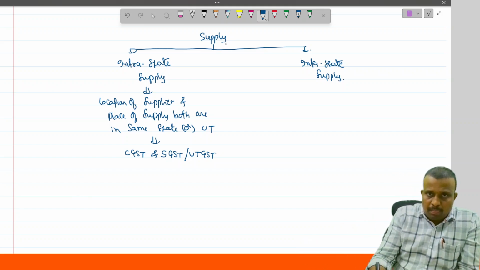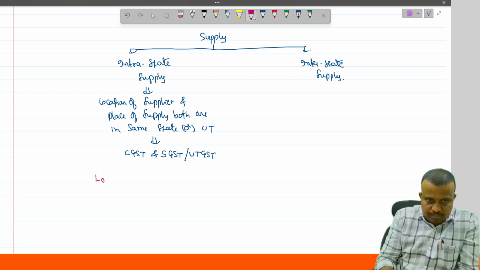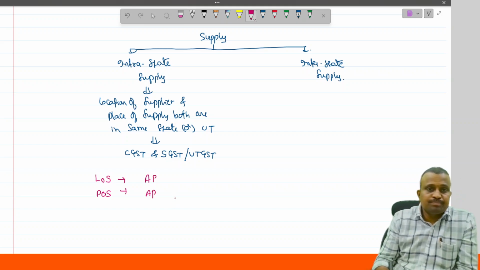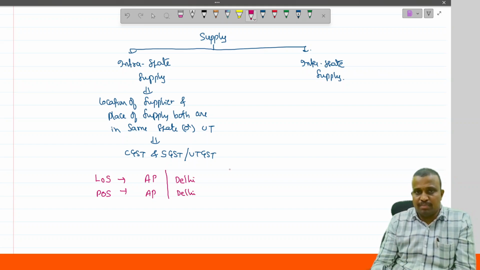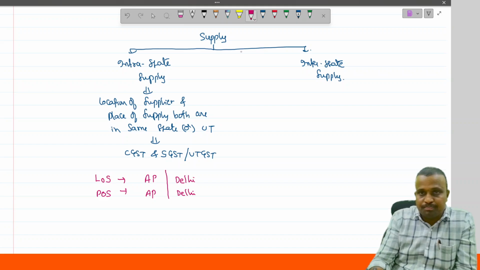For example, if the location of the supplier is in AP and the place of supply is in AP, then it is covered under what? Intra-state supply. And if the location of the supplier is in Delhi and the place of supply is also in Delhi, it is covered under intra-state supply. The location and the place both are in the same state or even in the same union territory.